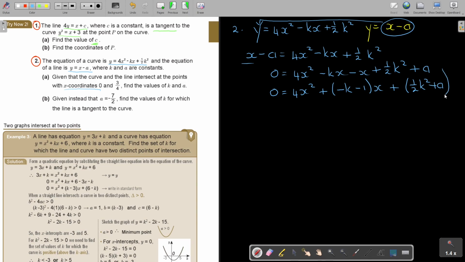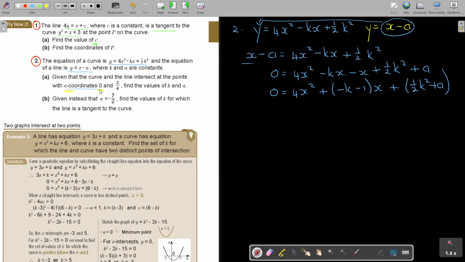Okay, now what am I going to do? Now I'm going to substitute these values. I have the x coordinates, and it's 0 and then it's 3/4. So I'm going to substitute it so that I form two equations which I can solve simultaneously.